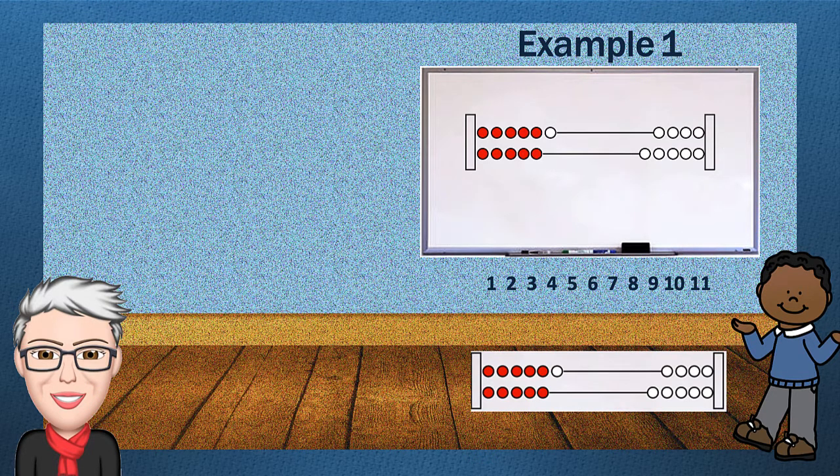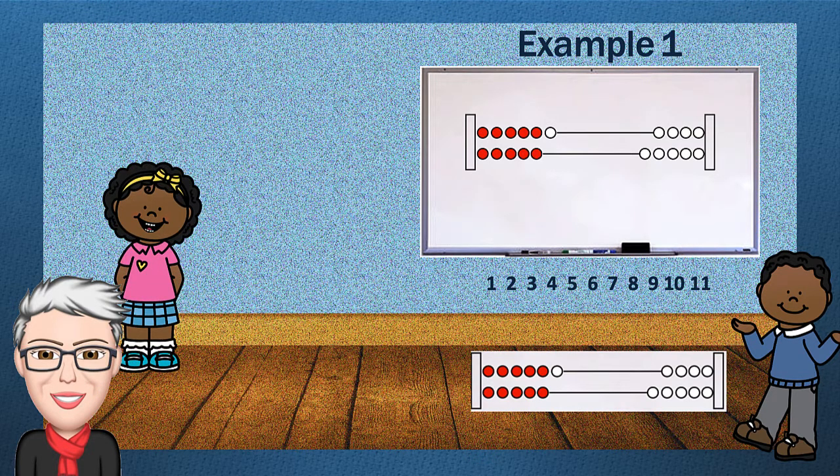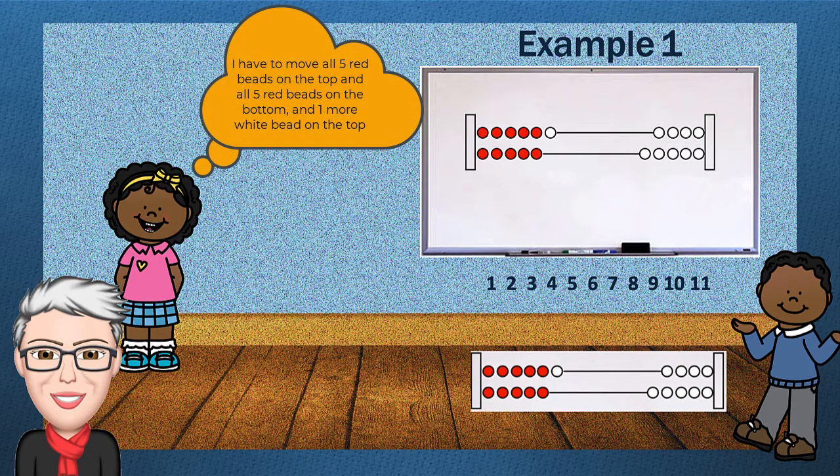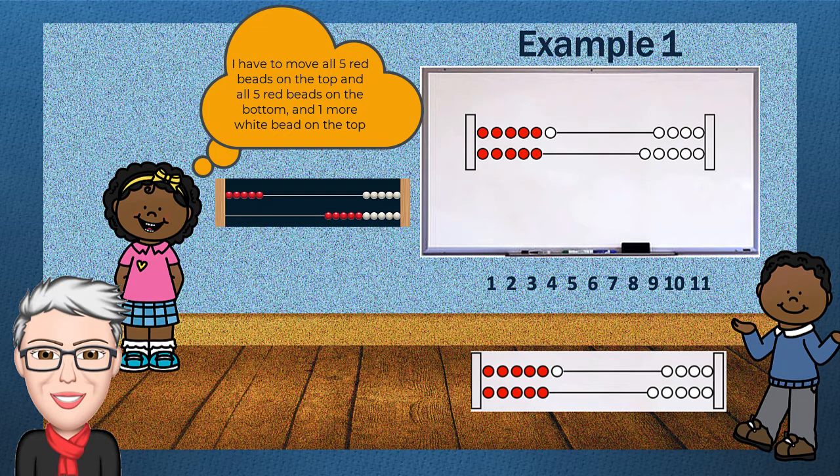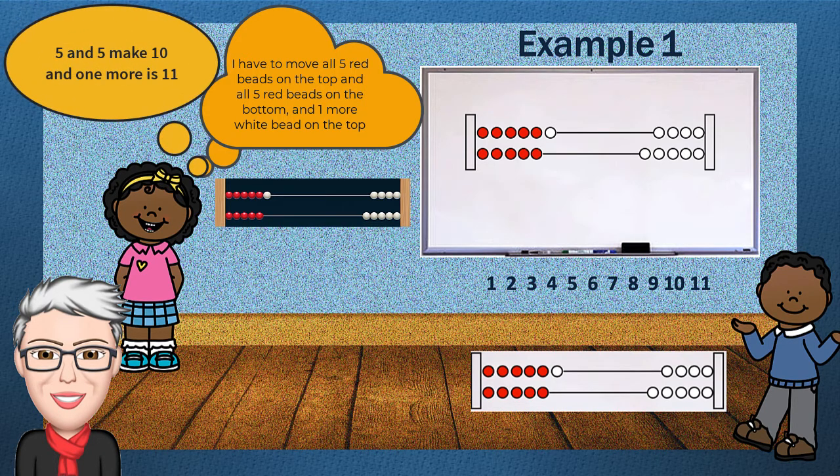Another child might move the beads in the same way but might be thinking something entirely different. He or she might be thinking, I have to move all 5 red beads on the top and all 5 red beads on the bottom and also one white bead on the top. This child might figure out that 11 people are on the bus by reasoning, I know 5 and 5 make 10 and 1 more is 11. There are 11 people on the bus.